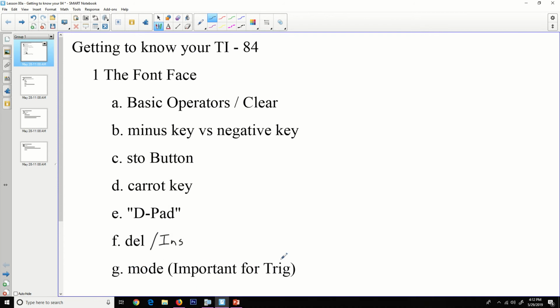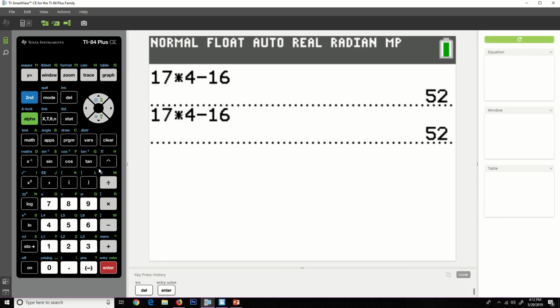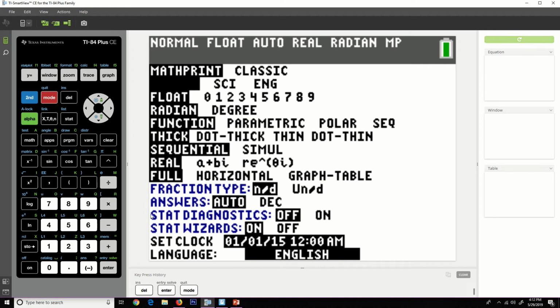The mode button, this is very important for if you're doing trigonometry. And so the mode button is right next to the second key, and the mode key brings up a lot of cool features for your graphing calculator. If we're in statistics, there is one thing that we definitely want to change while we're here, but math print is the standard usage for the TI-84 series. The classic is what it would look like if you were using a TI-83. Normal means it's just going to give you decimal places correctly. If you go over to Scientific SCI, you'll get the scientific notation for everything. Float means it gives you as many decimal places as possible, but you can have it go to any number of decimal places every time, so 5 decimal places.